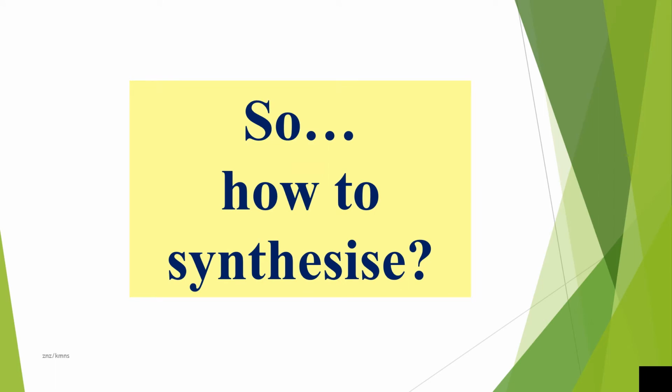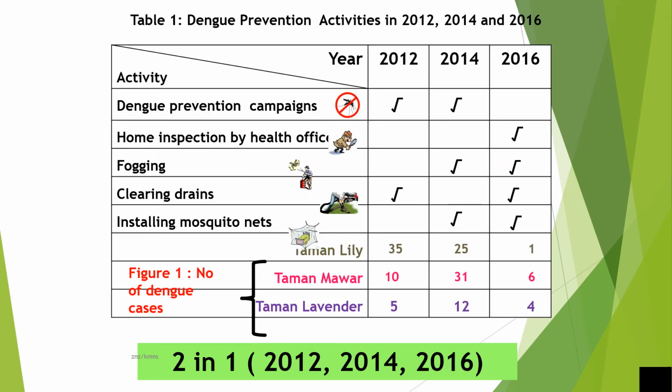So, how to synthesize? Take note, here the two visuals are put together, so that you can clearly see the connection of the information in both visuals. How is it connected or related to another? Two in one. But this would only be for the 3 years, 2012, 2014, and 2016.